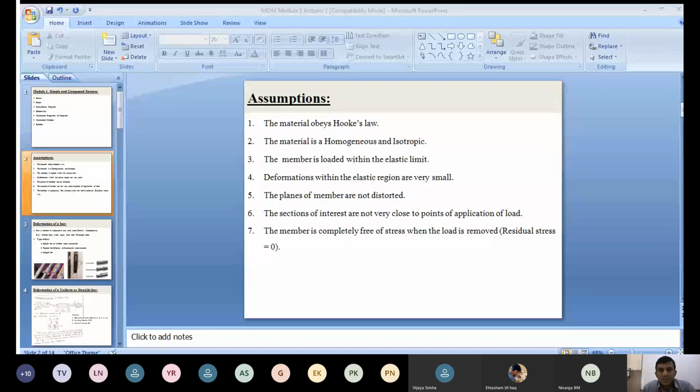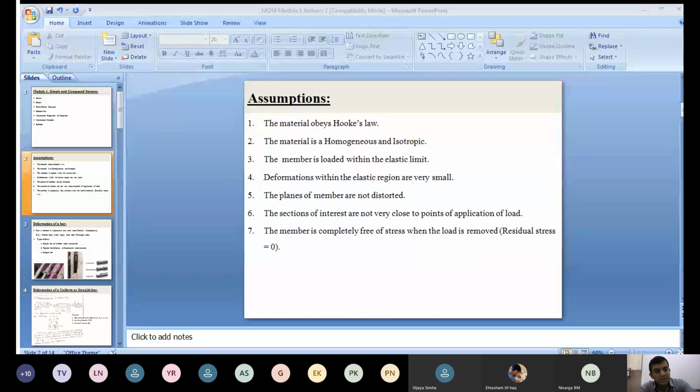Second one, the material is homogeneous and isotropic. What do you mean by homogeneous? Homo means same, and genius is nothing but kind. It's the same kind. So the material is homogeneous. For example, if you take a blood sample from any part of our body, the chemical composition is the same. The chemical composition of the blood is the same, which means blood is a homogeneous material.